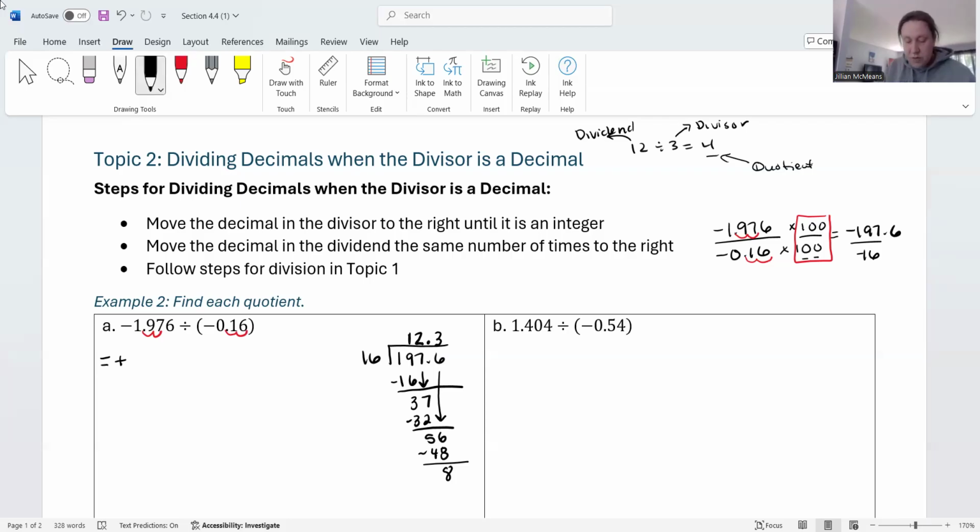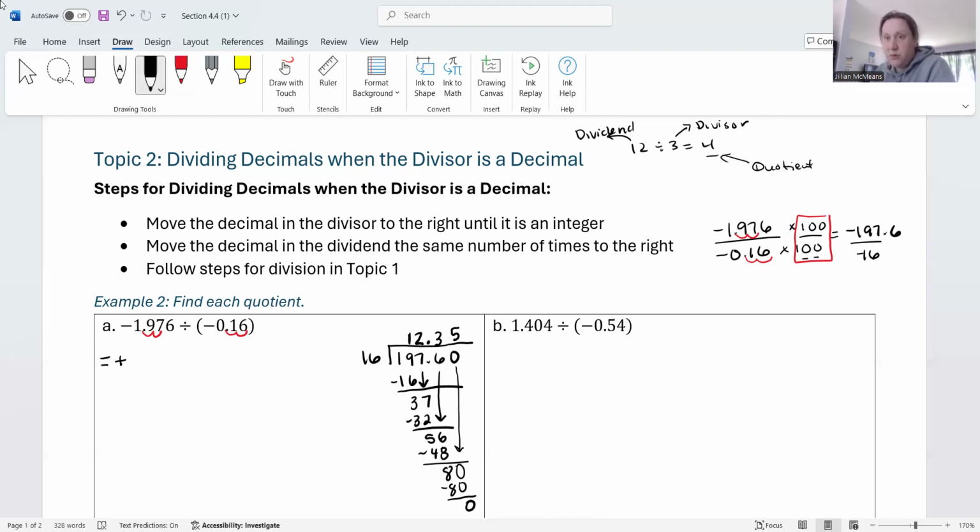Okay. So in order to get that 0 remainder, we're going to have to keep dividing. So I want to add a 0 to my 197.6. It doesn't change its value. It just gives me another layer to divide. I'm going to drop down my 0. And it just so happens that 16 will go into 80 exactly 5 times. So 16 times 5 is 80, and there's my zero remainder.